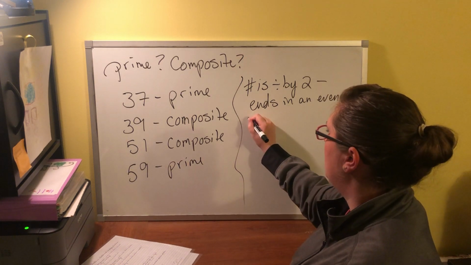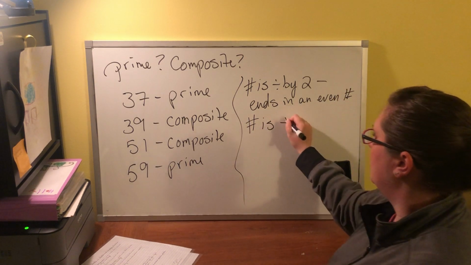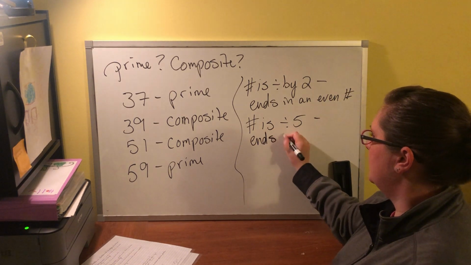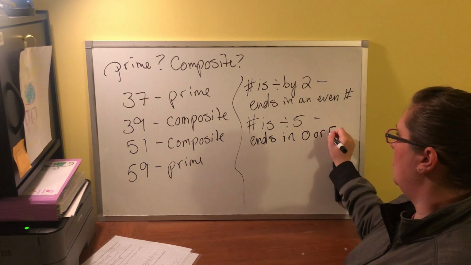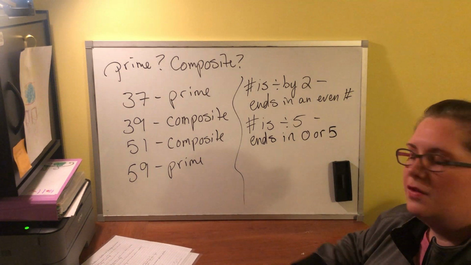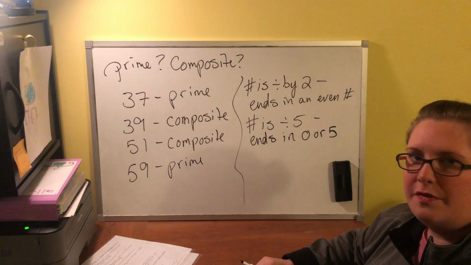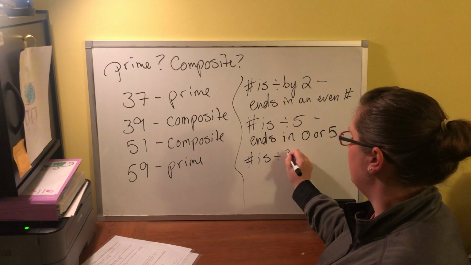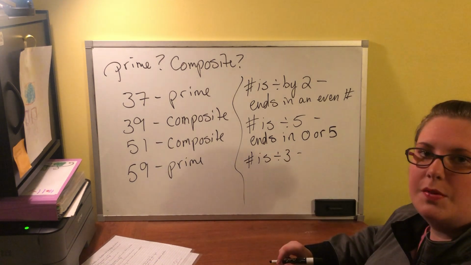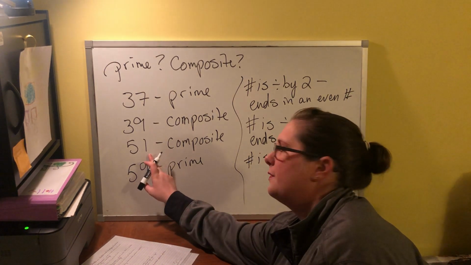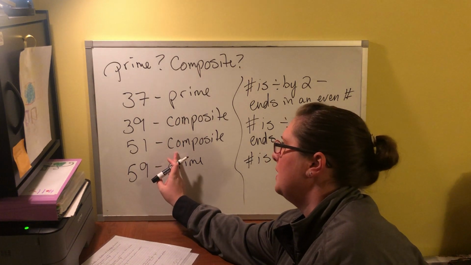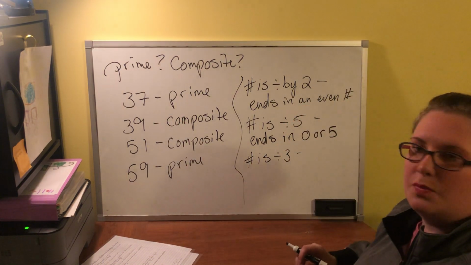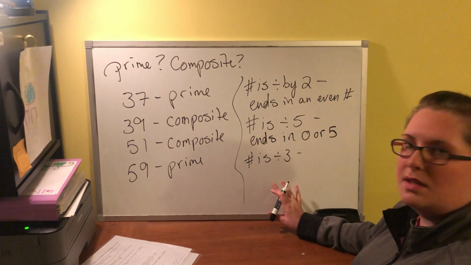Let's say we know that a number is divisible by 5 if that number ends in 0 or 5. Okay, so if that number ends in a 0 or 5, it's divisible by 5. Now, there's a trick to know that a number is divisible by 3. Okay, so that's how I knew that 51 was composite, and the same with 39, that I knew was composite, and both of these numbers were divisible by 3, okay, by using this trick.